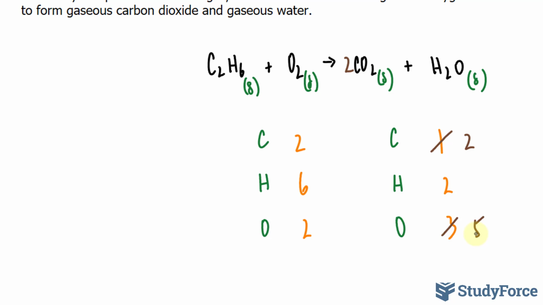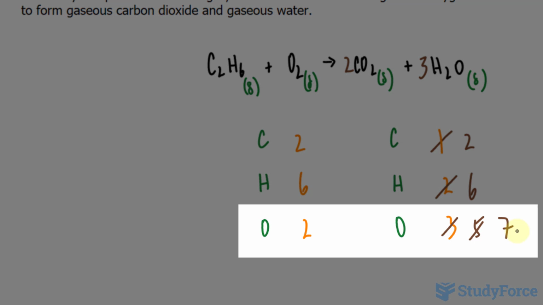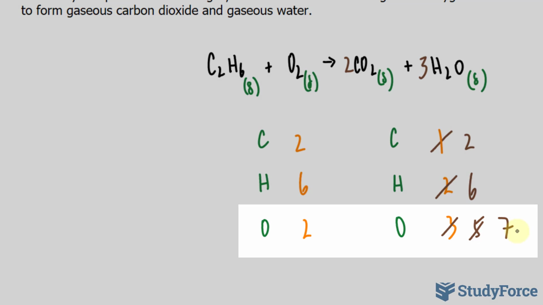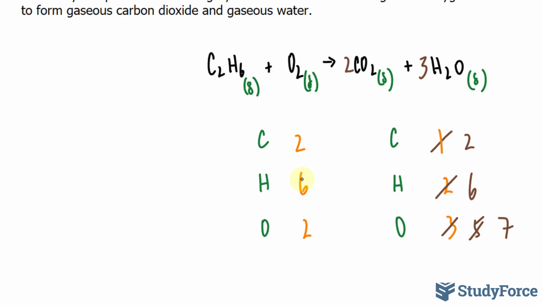Next, I'll try to balance out the hydrogens. Notice that I'm leaving the oxygens as the last element. So I want to make this 2 into a 6, and I can easily do that by multiplying by 3. This becomes a 6. We have 3 oxygens plus 4, that's 7. We have to somehow make this 2 into a 7 because the C's are the same and the H's are the same. They're balanced. But this 2 and this 7, there's a discrepancy.